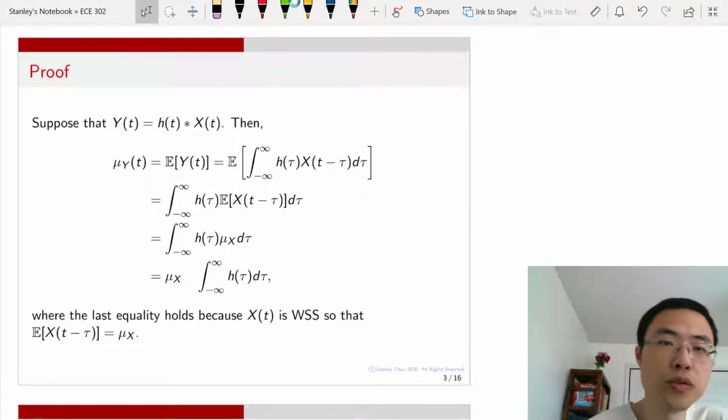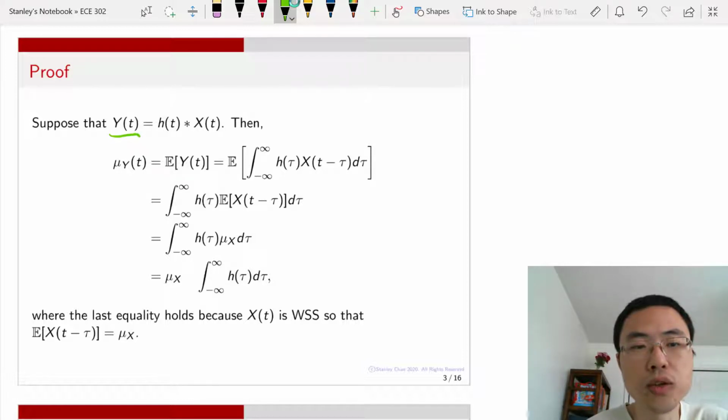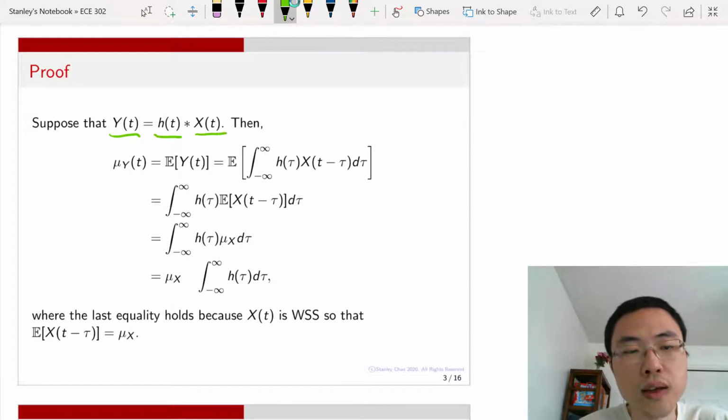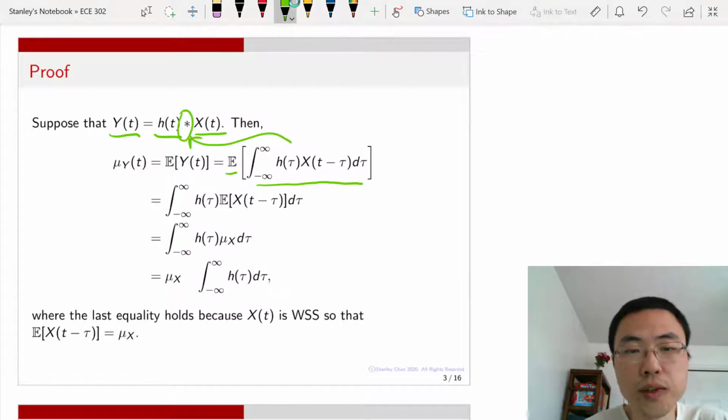Now, how do we prove it? The proof is sort of straightforward. We just start by looking at the definition of y, which is the convolution between x and h. Then, in order to find the mean of y, we take the expectation of y, which is the expectation of this integration. This integration is the convolution between x and h. So now you can see that in this expression, you have an expectation and then an integration. And of course, the expectation and integration we can switch.